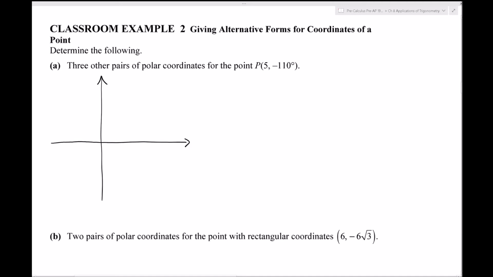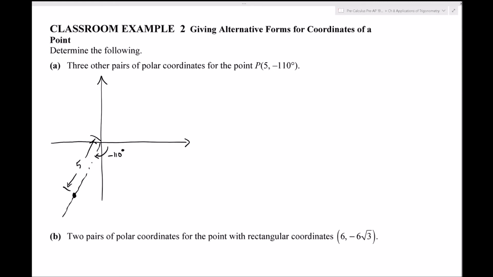So let's see, 5, negative 110. A radius of 5, an angle of negative 110 degrees. Negative 110 degrees looks like this, let's say. And 5 means it's 5 out this way. That's the point we're talking about. So they're asking for 3 other pairs of polar coordinates for that point. In other words, 3 other ways that I can express that point.